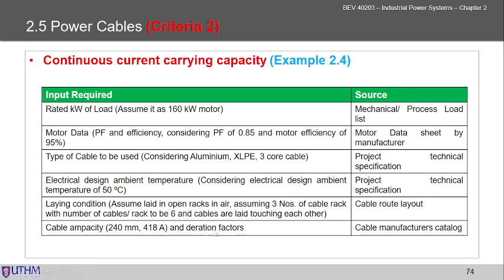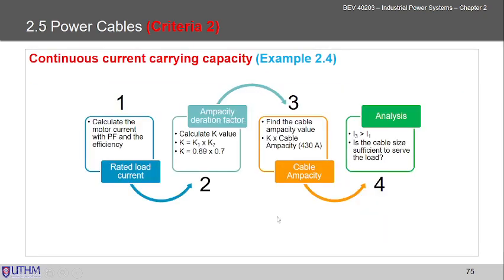And the derating factors, so we need to consider the derating factor for this. Bear in mind we have multi-core cable, the ambient temperature is 50, and we have three cable racks and six cables per rack, touching each other. So these are the steps to be followed.